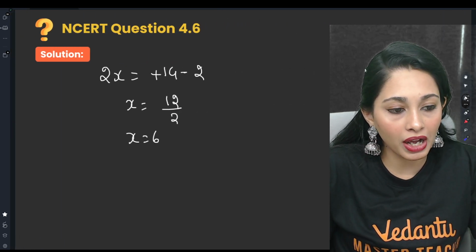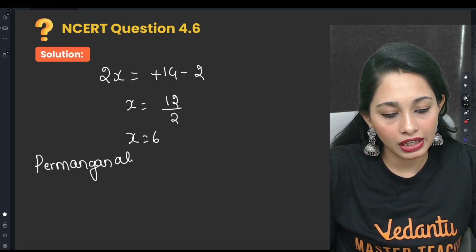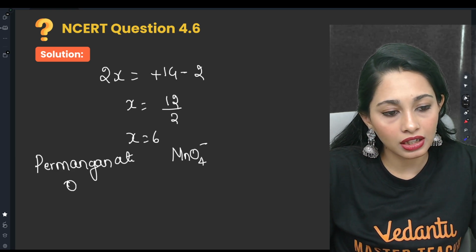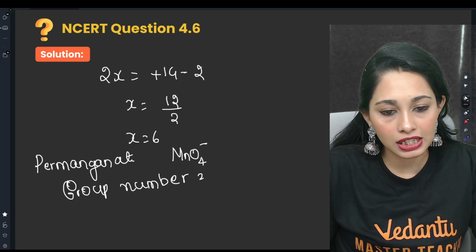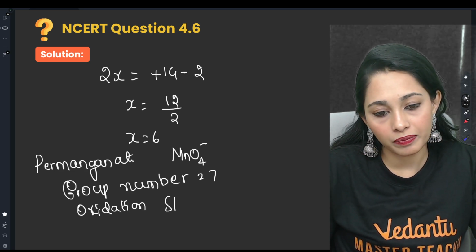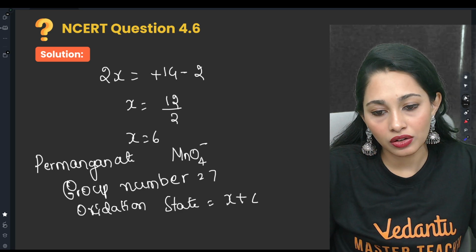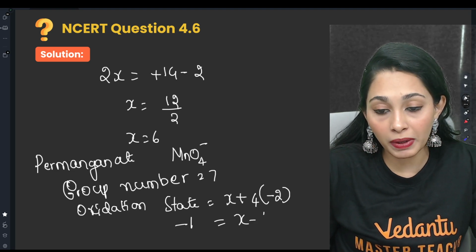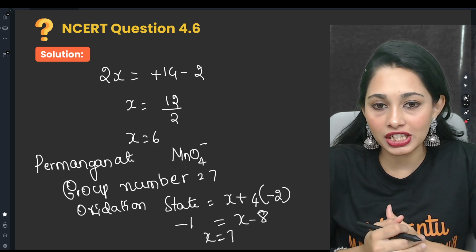And then we have permanganate. It is MnO4 minus. Let's see the group number to which manganese belongs is 7. Oxidation state, let's calculate. So X plus 4 into minus 2, minus 1. X minus 8. X is equal to 7. Both group number as well as oxidation state are equal here.